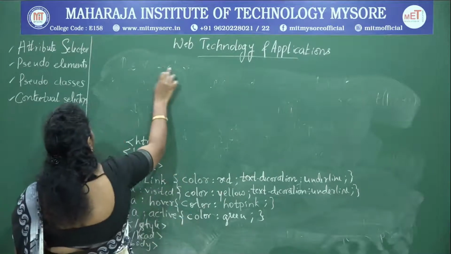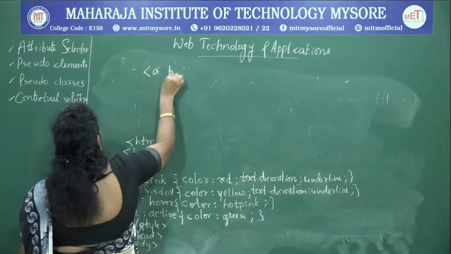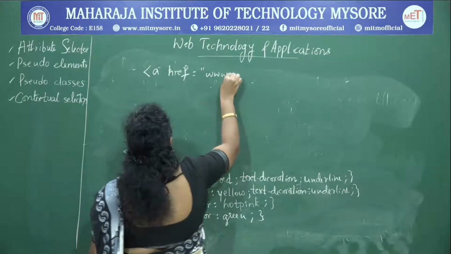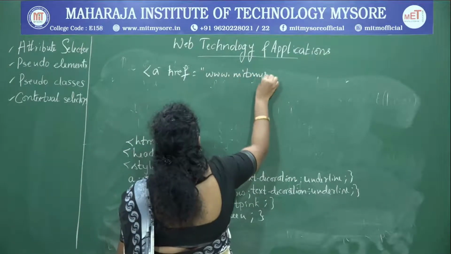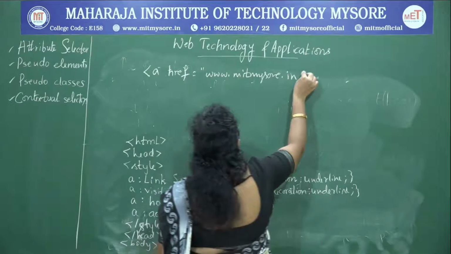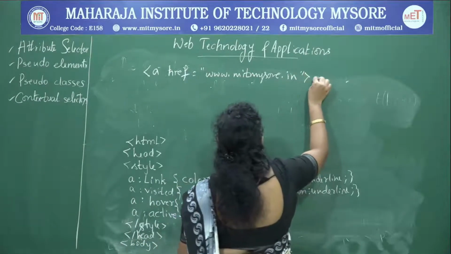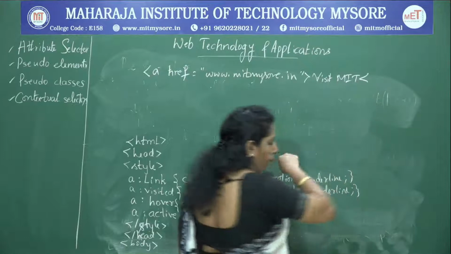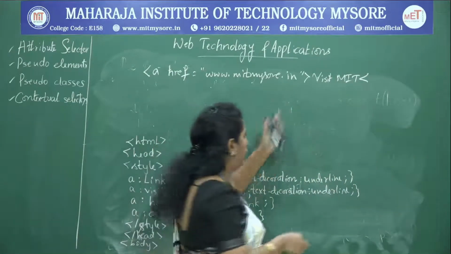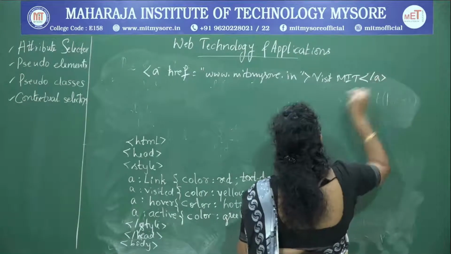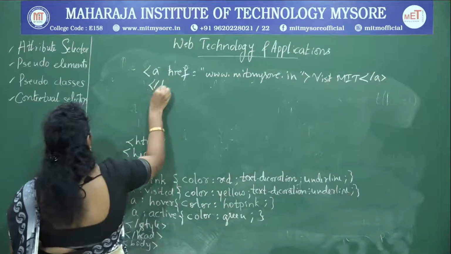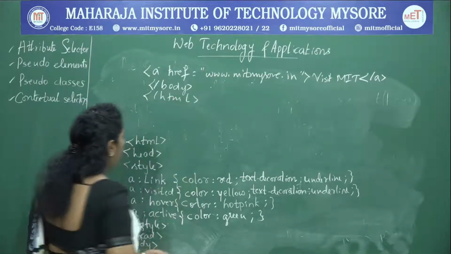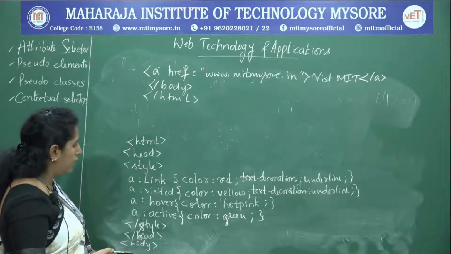Okay, I am going to write here an anchor tag, a href equals www.mitmysore.in, then the text "Visit MIT". "Visit MIT" is the title of the link, and close the anchor tag. Also close the body, also close the HTML.